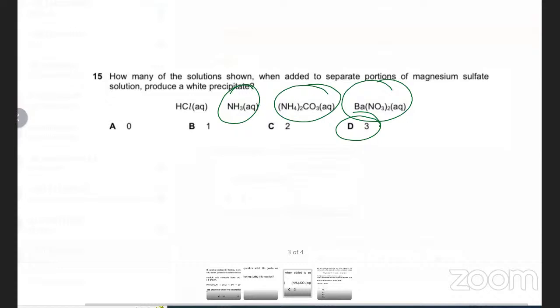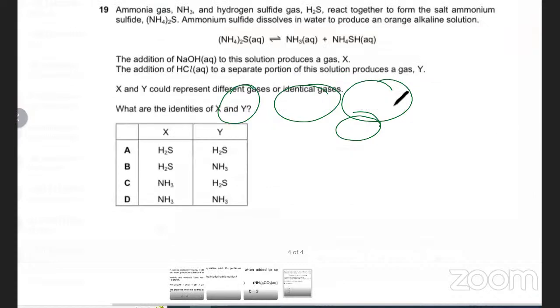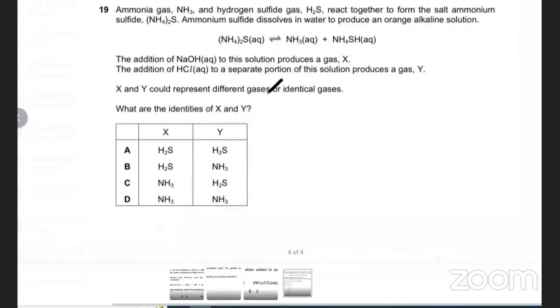So next is the next one in the same one, last one. The addition of NaOH to this solution produces a gas X. Will it produce a gas X? There's a reaction happening. Ammonium sulfide reacts to form ammonia, ammonium, and this thing. Will it produce a gas X?